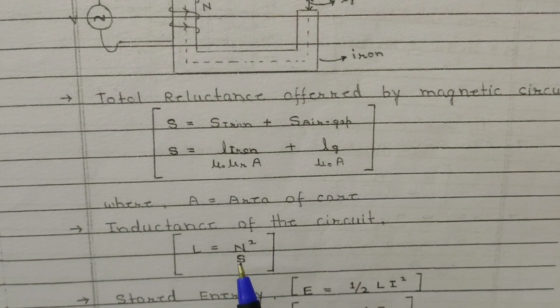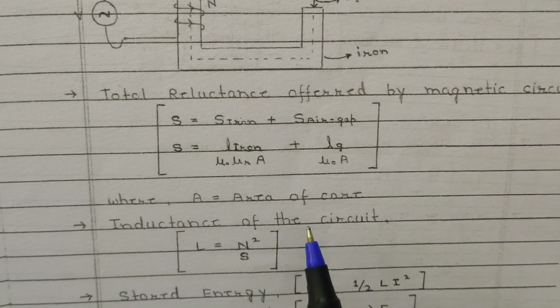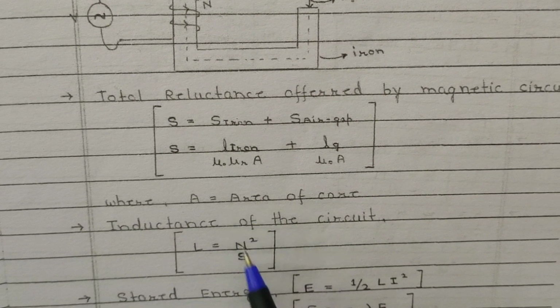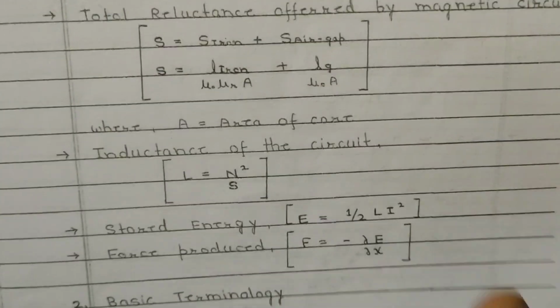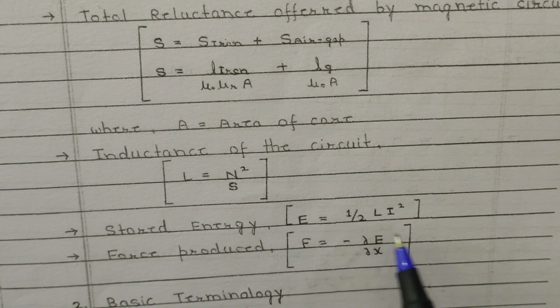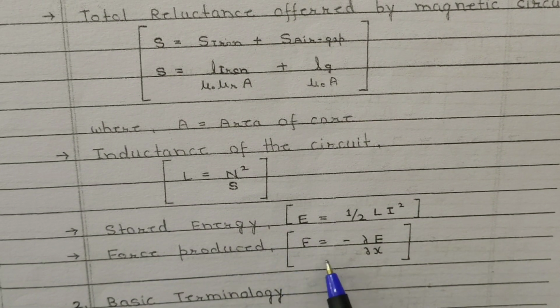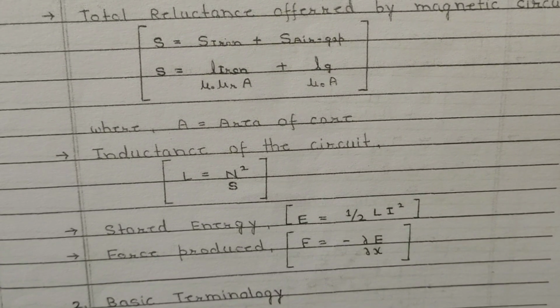Inductance can be related to reluctance by L equals n square by S. Stored energy in an inductor is half L i square. Force is the negative of the differentiation of energy with respect to x.